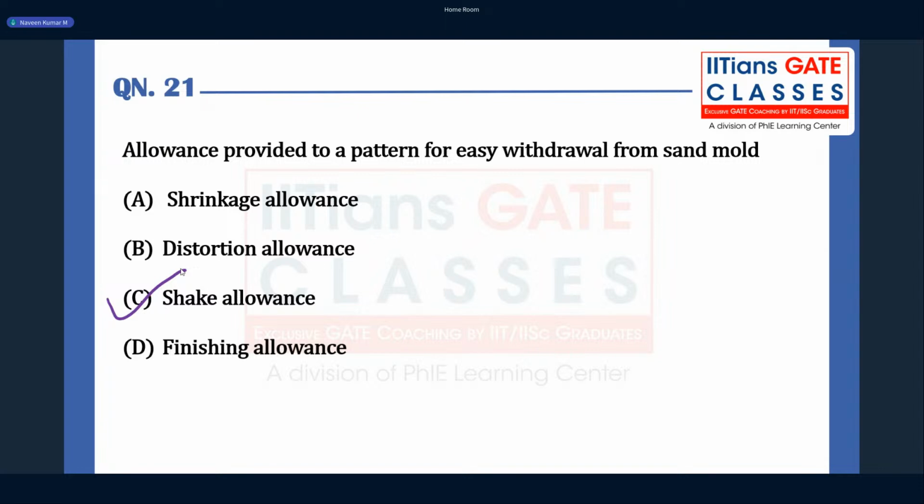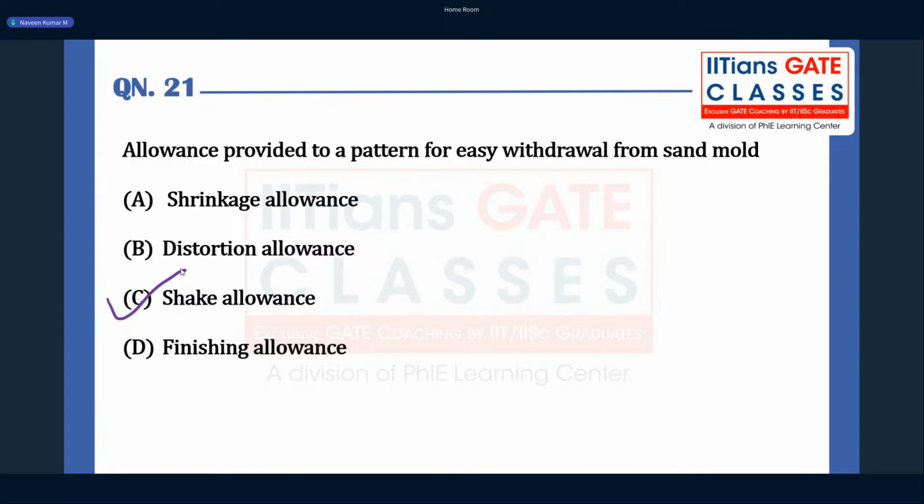What is shrinkage allowance? Because we are pouring the material, maybe the material will shrink or expand. Based on that, you try to understand the shrinkage allowance on the pattern, using the kind of material that you are pouring, right? Distortion is because of some cross sections. There is some kind of distortion because of your heat transfer, your thermal gradients and the weak sections. Distortion allowance is there.